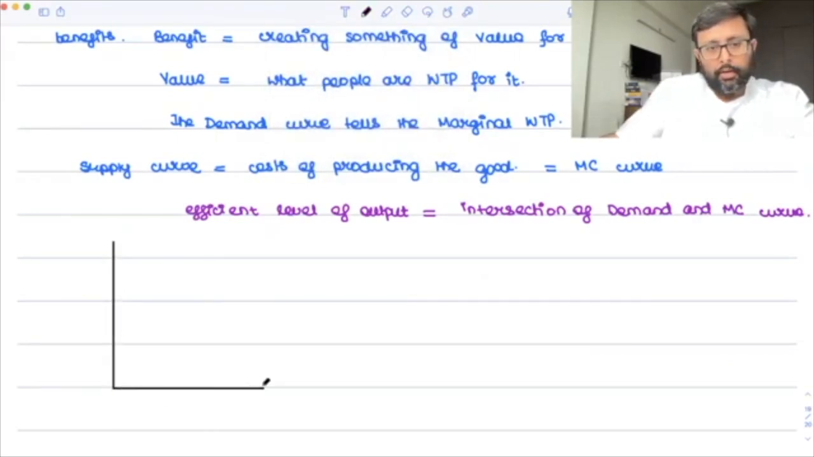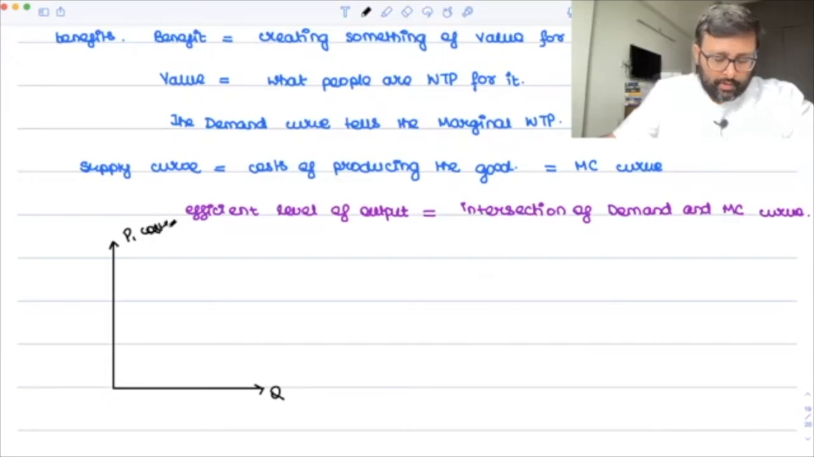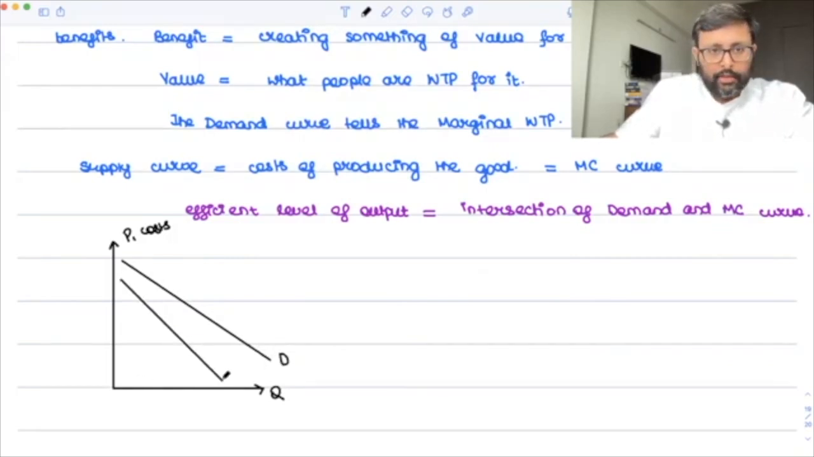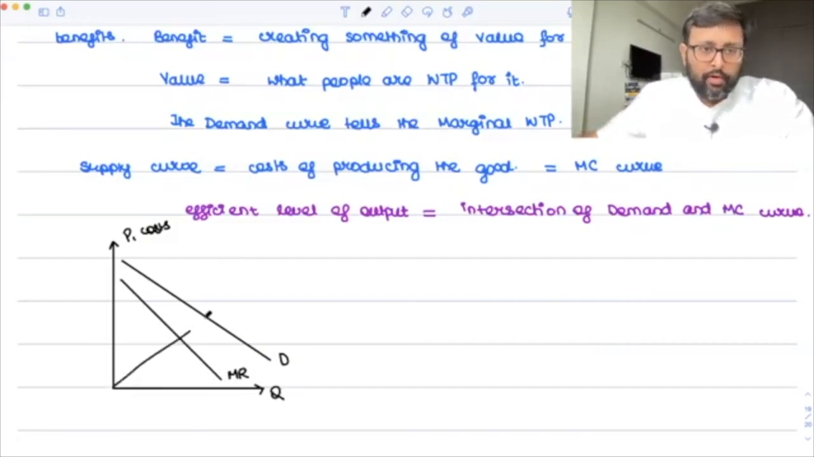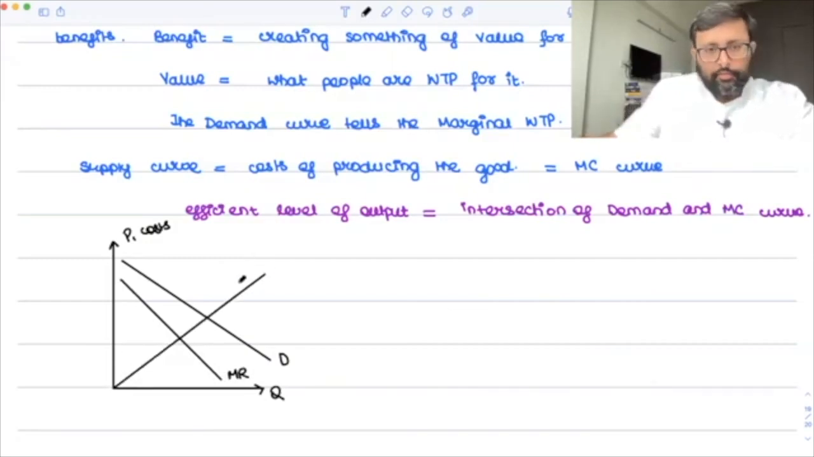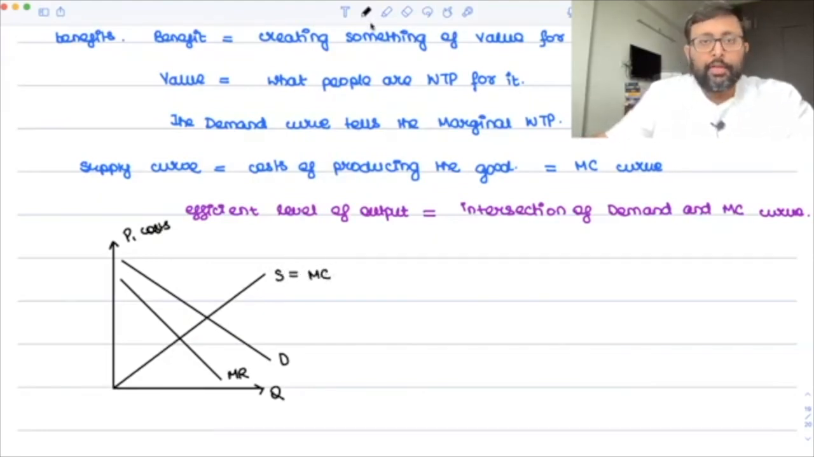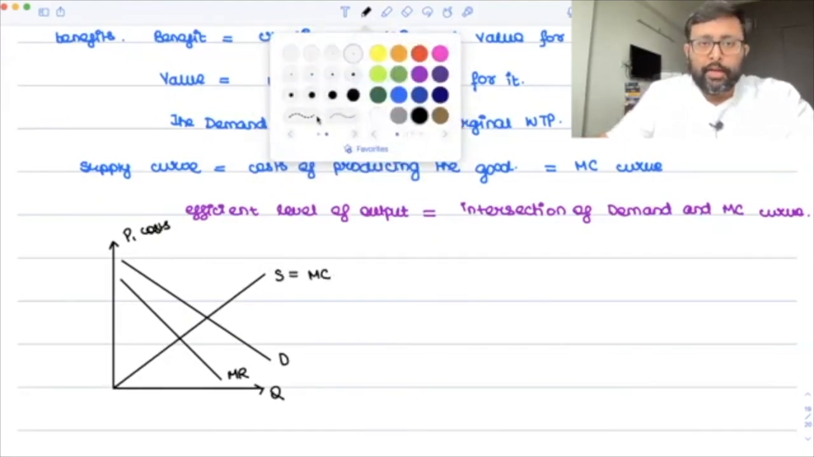Well, you have this. You have the output. You have price, costs, everything here. And you have the demand curve, let me call that D. You have the MR curve, we call that MR. You have the MC curve, which I call S, so S is equal to the MC curve. That is your supply curve also, and that is what my MC curve is.